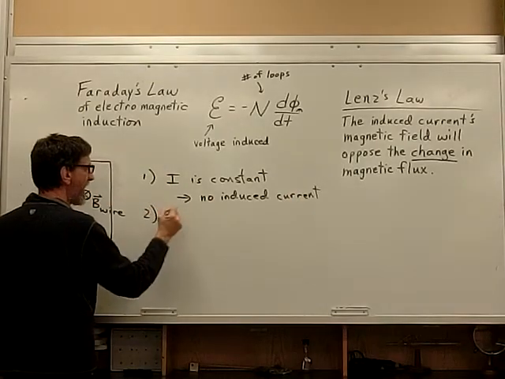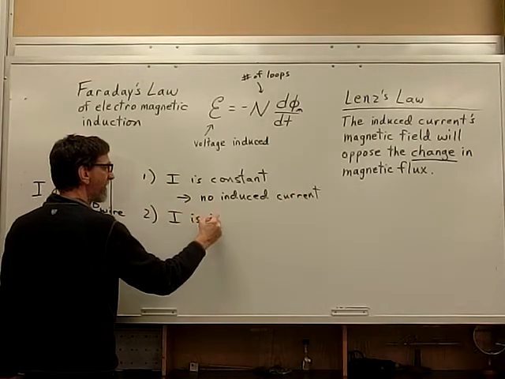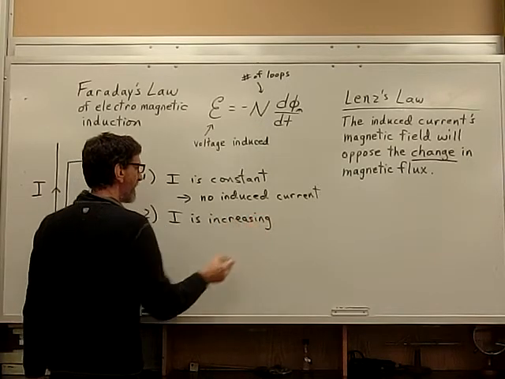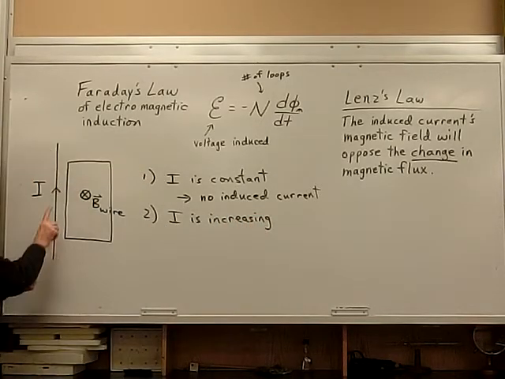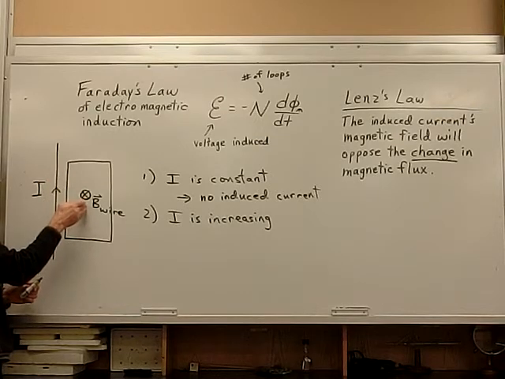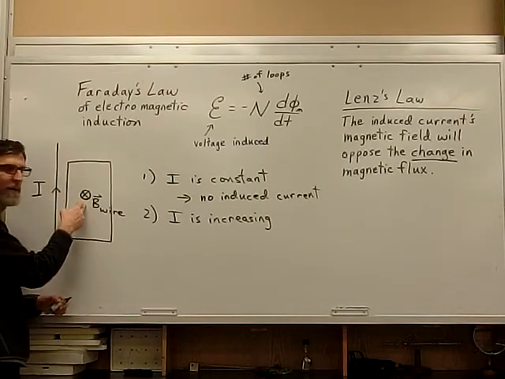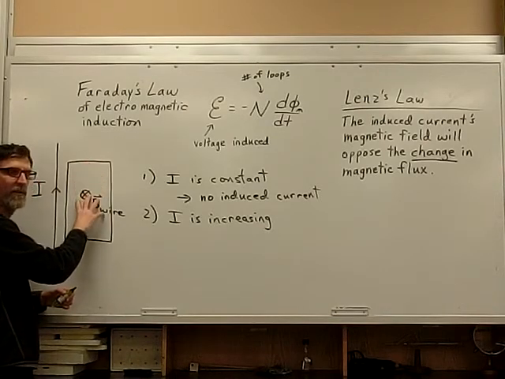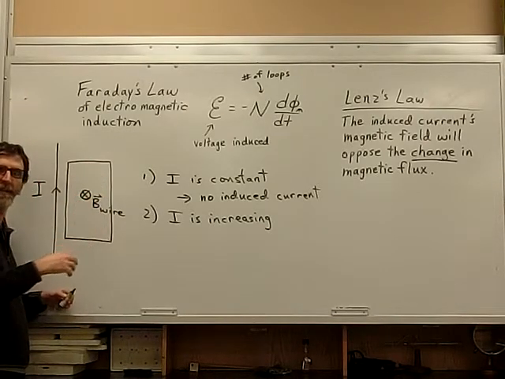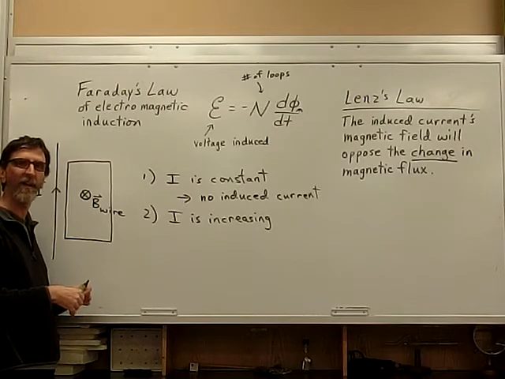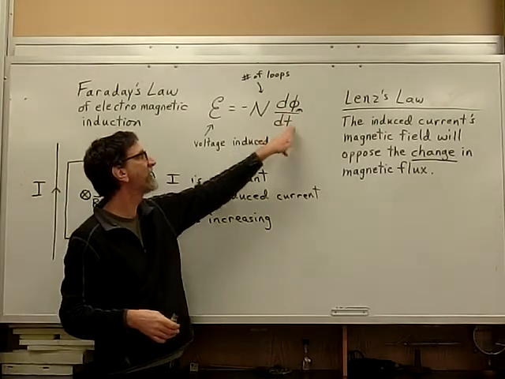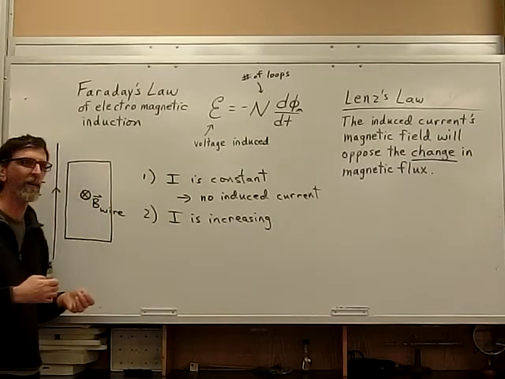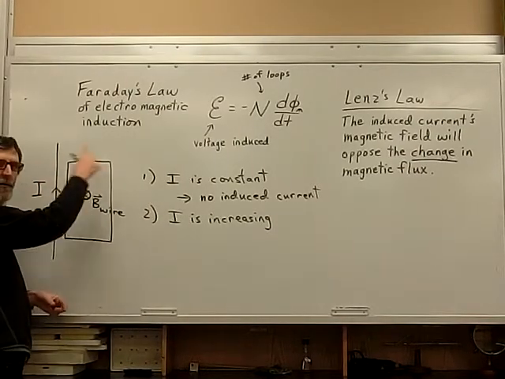But what if I is increasing? What if that current in that long straight wire is getting bigger? What happens now? If this current's getting bigger, that means its magnetic field's getting bigger with time. So you're going to have more and more field lines passing through this loop as time goes on. That's an increase in magnetic flux. So if you have a change, you're going to get volts, and if you have a conducting loop like we do, you're going to get current to flow.